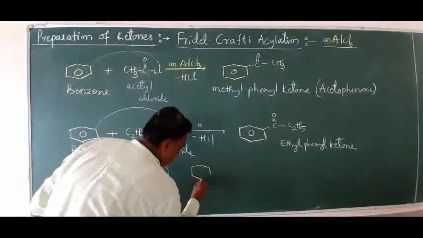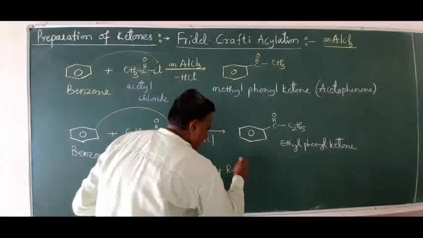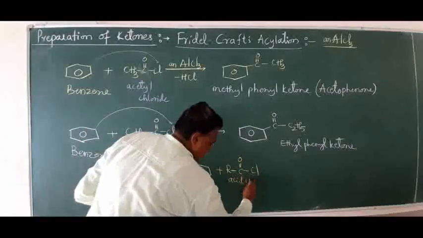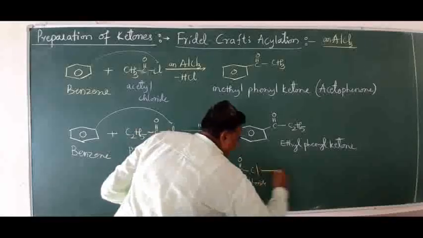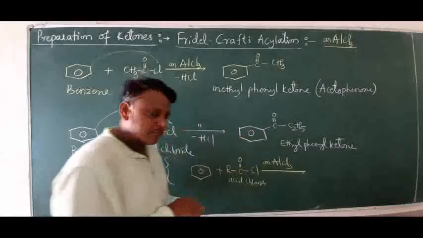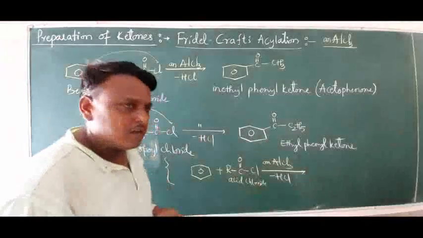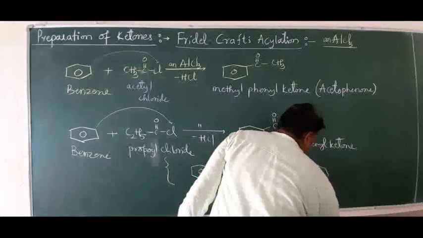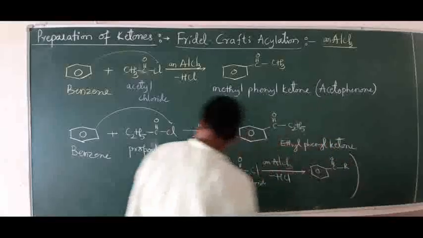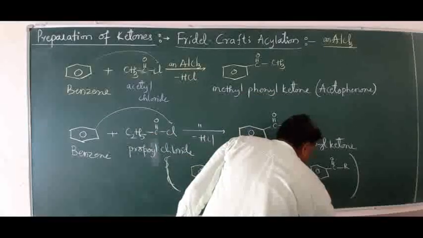Yes, you can use benzene with an acid chloride, whose formula is R, C double bond O, Cl. This is your acid chloride, in presence of anhydrous aluminum chloride. Same, friends, HCl is released. Now the product is benzene as it is, with a C double bond O ketone. This is your R. Yes, this is your aromatic ketone.